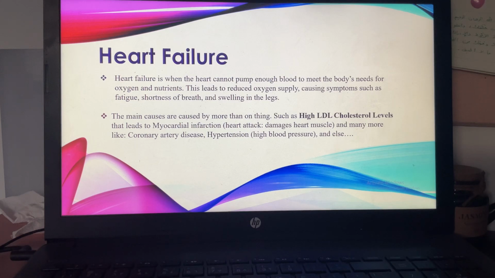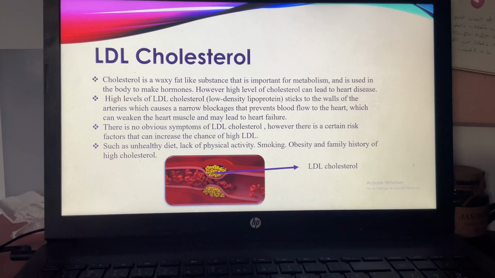So, this causes tiredness, shortness of breath, and swelling in the legs. There are many causes that can lead us to heart failure, like high LDL cholesterol, high blood pressure, and coronary artery disease, and many more. So today we're gonna talk about the LDL cholesterol.